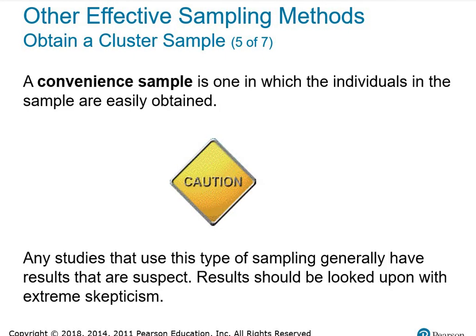A convenience sample is one in which the individuals in the sample are easily obtained. Any studies that use this type of sampling generally have results that are suspect. Results should be looked upon with extreme skepticism.